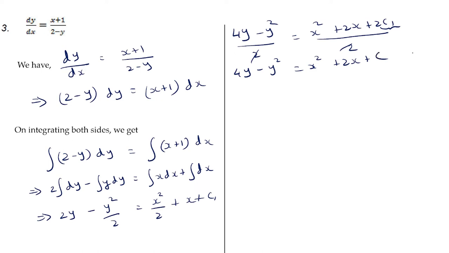We can write it as some constant c. So let us bring all these terms to the other side. We get x square plus y square plus 2x minus 4y plus c equal to 0. So this is the general solution for this differential equation.